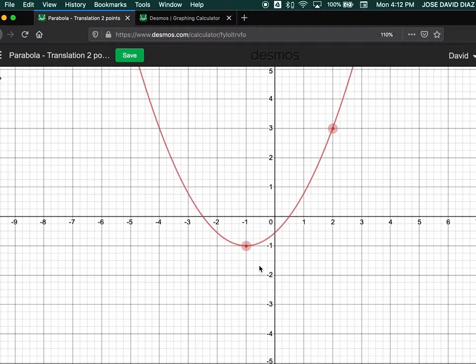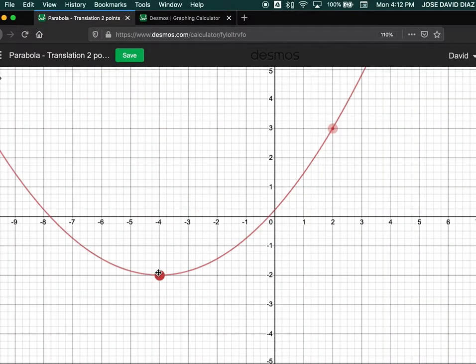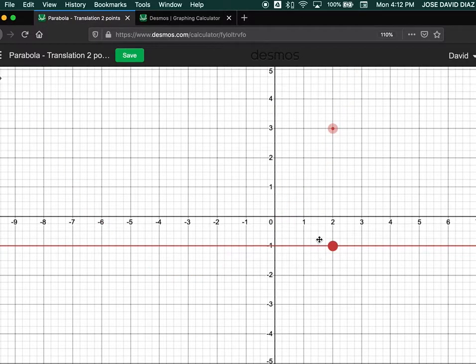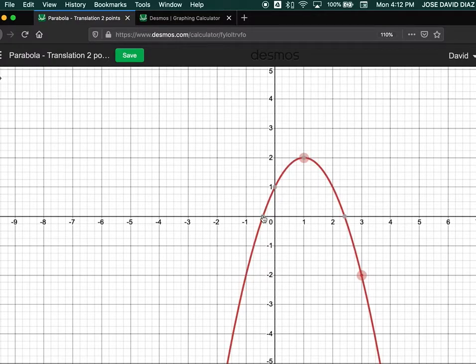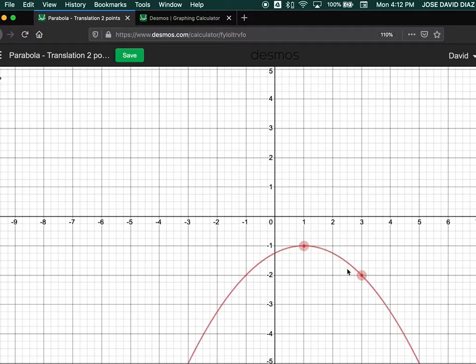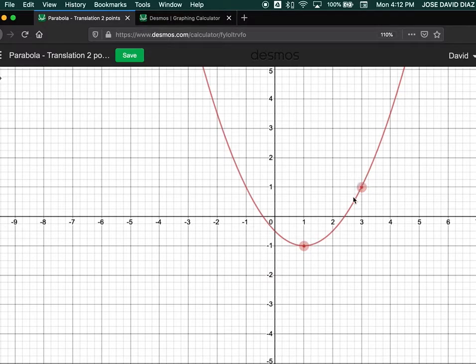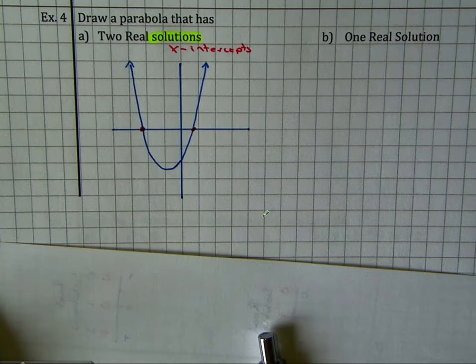You could have drawn any type of parabola. For example, that one has two solutions. You can draw a skinny parabola. Oh, there you go. That one has no solutions. That one has two solutions, 1, 2. So it can be facing up or facing down. Either one will work, as long as it has two real solutions. On letter B, it needs to have one real solution.